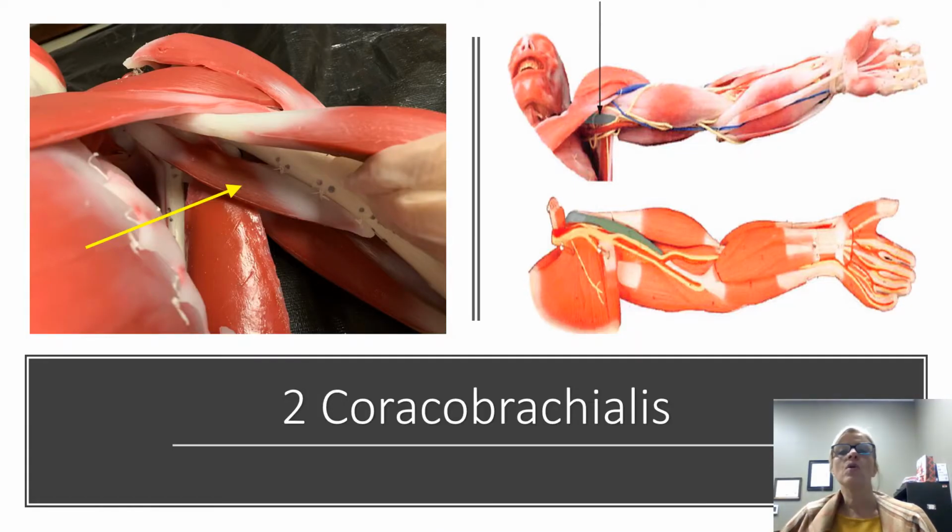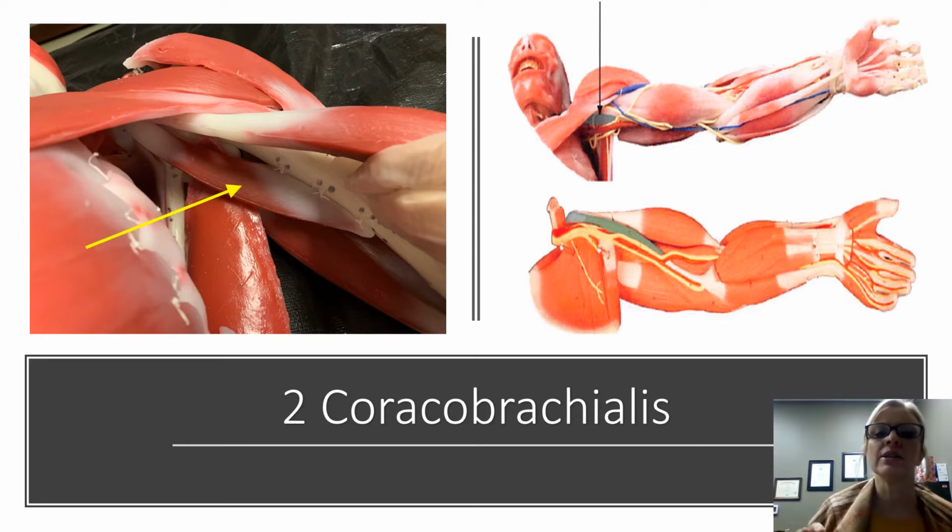Next, we have here the coracobrachialis, all right? The name here gives you a hint about where it's at. It's a small, almost cylindrical type muscle. It looks a little more cylindrical on the model than it does on the cadaver. So it is going from the coracoid process of the scapula, hence coraco, to the medial humerus, which is also known as the brachial area or brachium. So this is where the term comes from. It's going to flex and adduct the arm. Okay, so remember, if it's abducted, it's pulled away.